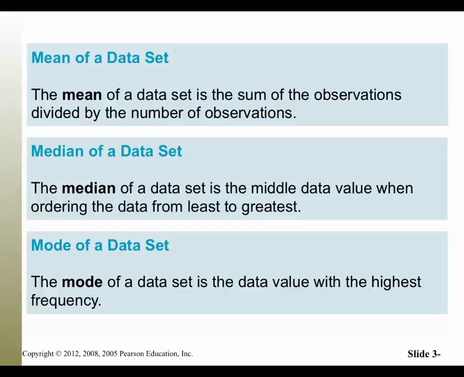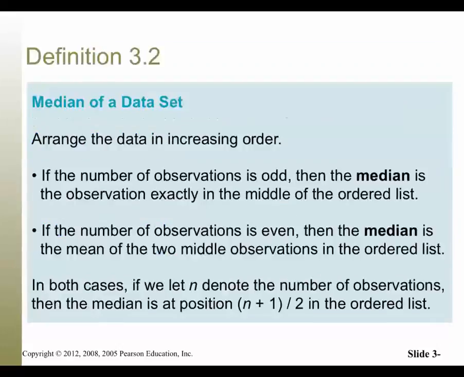Most of you are probably familiar with this already. The mean is very straightforward. Like I said, you add up all the data values and then divide by the number of data values. But the median has a little more to it. For the median, we're trying to find the data value such that half of the values are less than it and half the values are greater than it.